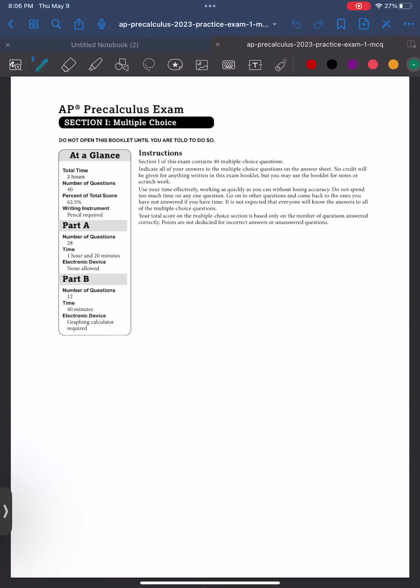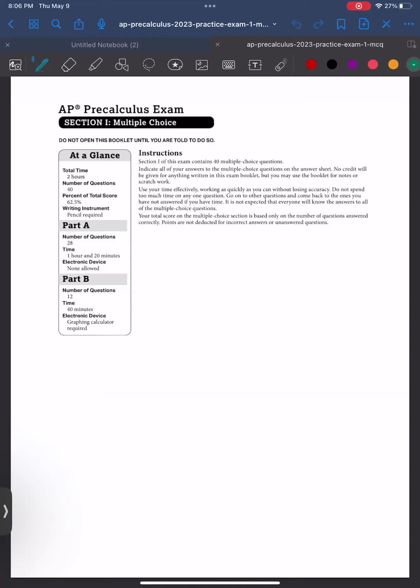So it says section 1 of this exam contains 40 multiple choice questions. Indicate all of your answers to the multiple choice questions on the answer sheet. So remember, you can use your booklet for the work, but your answers have to be in the bubble sheet. You know that bubble sheet, right, Frank?